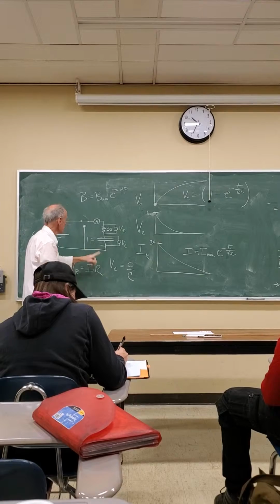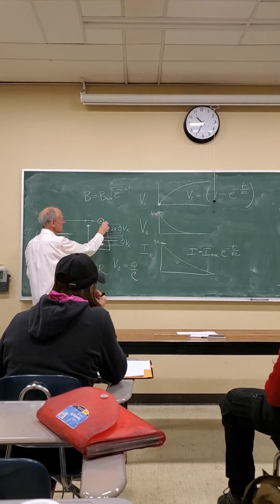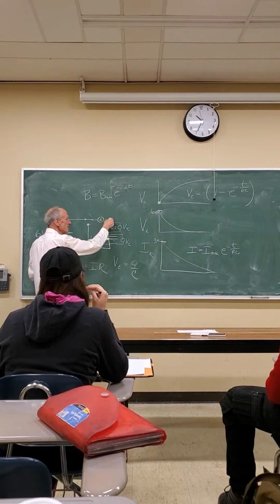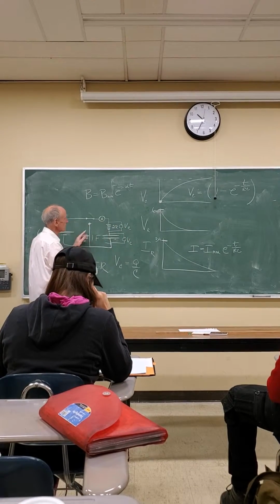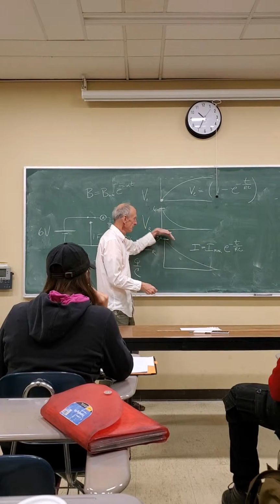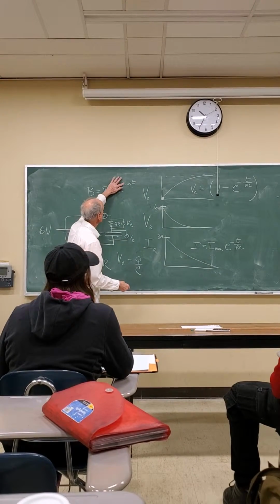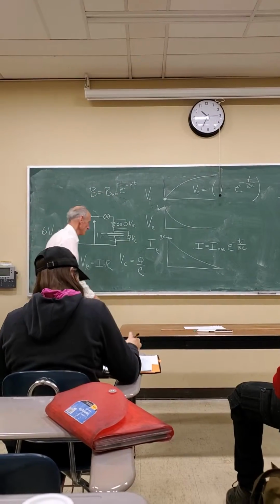So I could take this circuit and run it through a coil, and the current would generate a field. The current would start high, and as the current decayed, the field would go away. Is that minus alpha t? It's minus alpha t, yeah, because it has to be a decaying exponential.